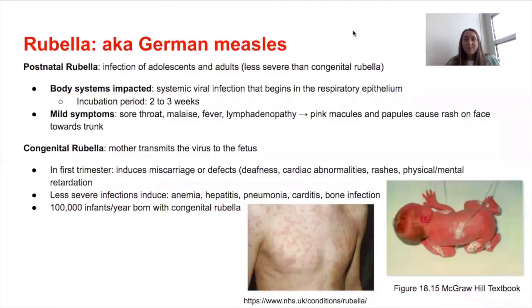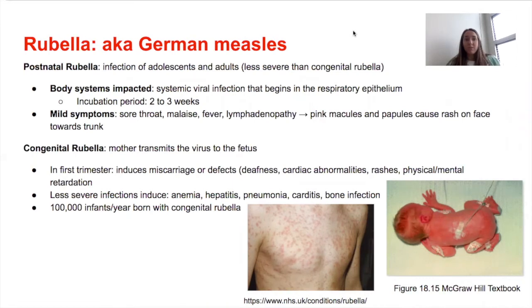Okay, so the next disease that we'll look at is rubella, which is also known as German measles. So there's 2 types of rubella. The first is postnatal rubella. So this is the infection of adolescents and adults, and it's typically less severe than the other kind, which is called congenital rubella. So postnatal rubella is a systemic viral infection and begins in the respiratory epithelium.